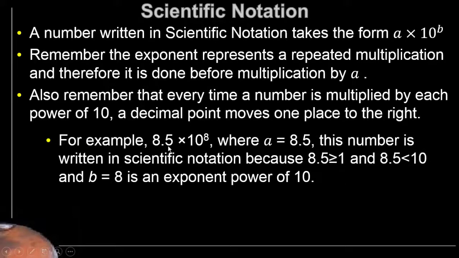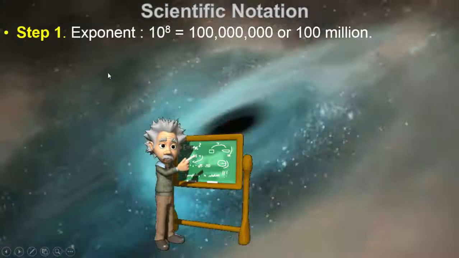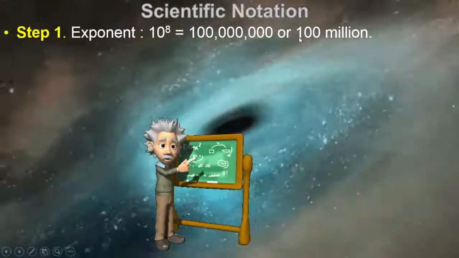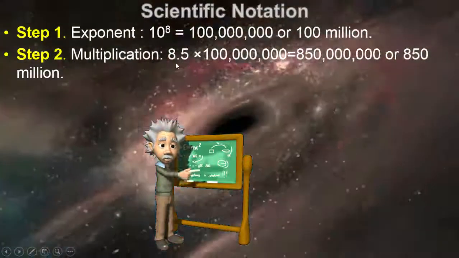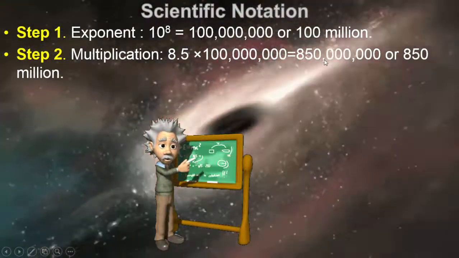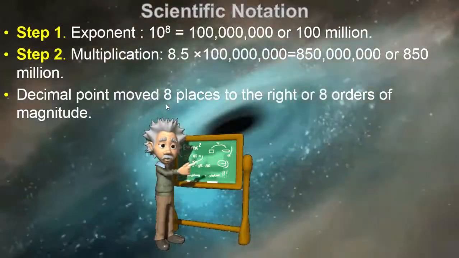For example, 8.5 × 10^8, where A is 8.5. This number is written in scientific notation because 8.5 is greater than or equal to 1, and 8.5 is less than 10, and B is equal to 8, the exponent power of 10. To rewrite the number in the expanded form, we use order of operations. Step 1, exponent: 10^8 is equal to 1 with 8 zeros after it, or 100 million. In step 2, we multiply 8.5 × 100 million, which is equal to 850 million. The decimal point moved 8 places to the right, or 8 orders of magnitude.